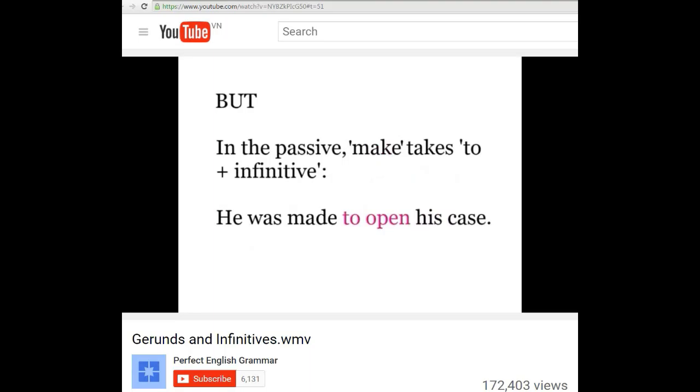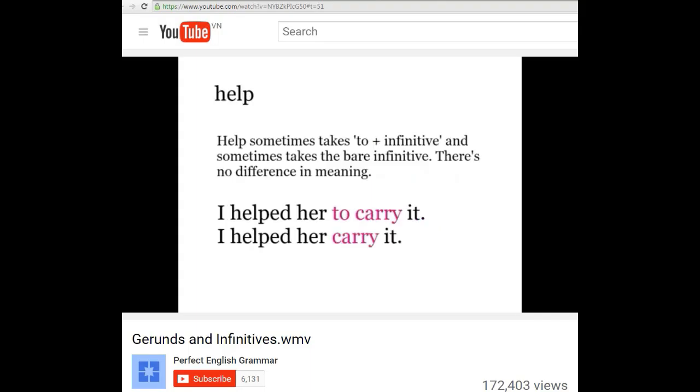But be careful, in the passive, make takes to plus infinitive. He was made to open his case. Help. Help sometimes takes to plus infinitive and sometimes takes the bare infinitive. There's no difference in meaning. So you can say, I helped her to carry it, or I helped her carry it. Both are fine.